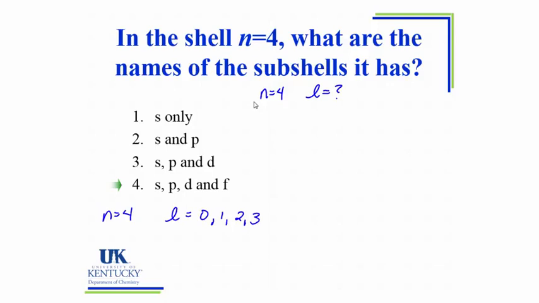If these are the values of L, this is an S, this is a P, this is a D, and this is an F. So those are the 4 subshells that are in the N equals 4 shell. We would call this subshell 4S, this one 4P, this one 4D, and this one 4F. Those are the 4 subshells in the 4th shell of any atom.